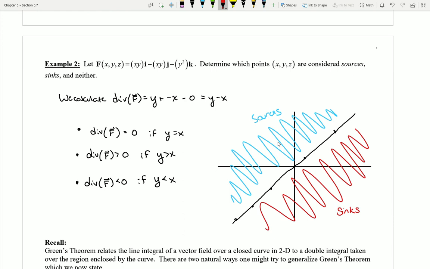So in the next video, we'll take a look at what exactly we are going to plan to do with this concept of a divergence of a vector field and why exactly it can relate to the topics that we've talked about in the past couple sections.